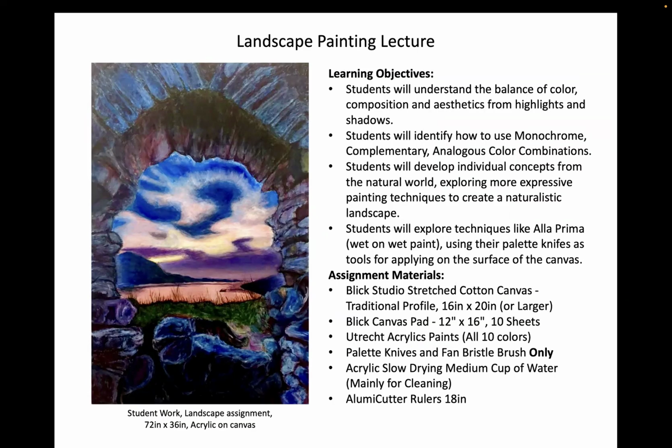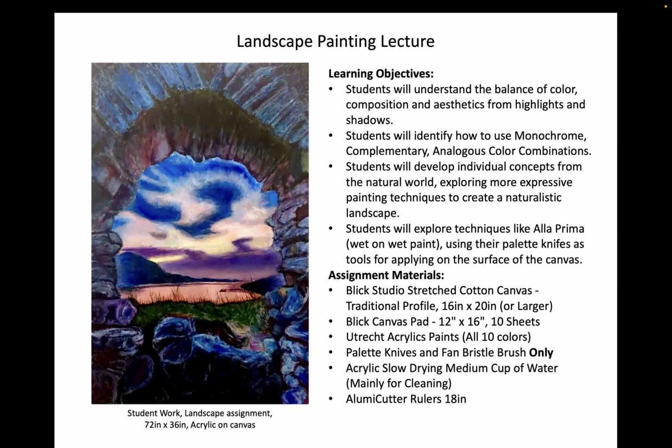Now, let's review our learning objectives. Students will understand the balance of color, composition, and aesthetics from highlights and shadows. Students will identify how to use monochromatic, complementary, analogous color combinations. Students will develop individual concepts from the natural world, exploring more expressive painting techniques to create their naturalistic landscape.